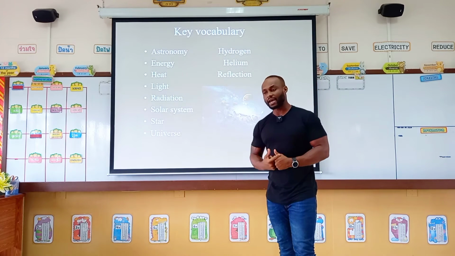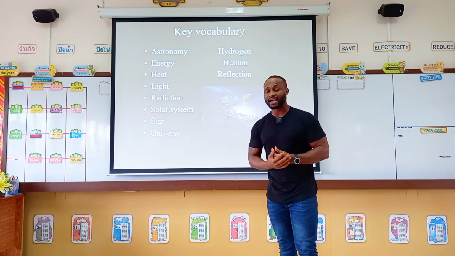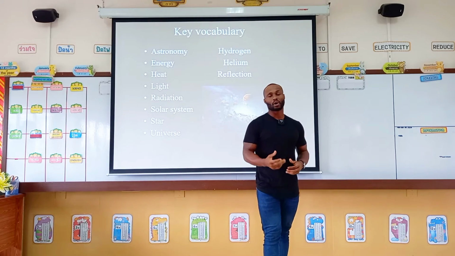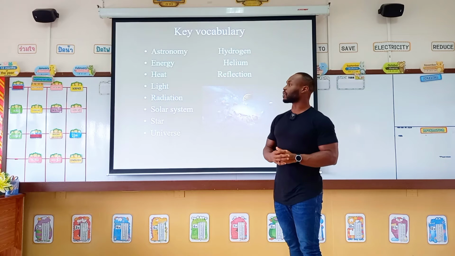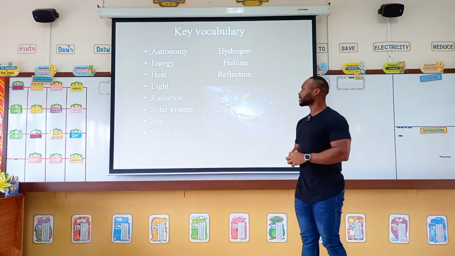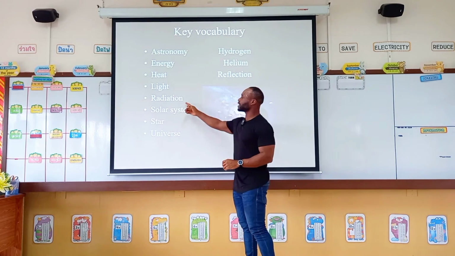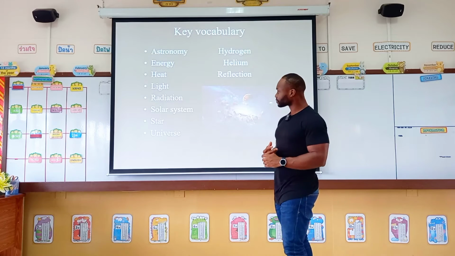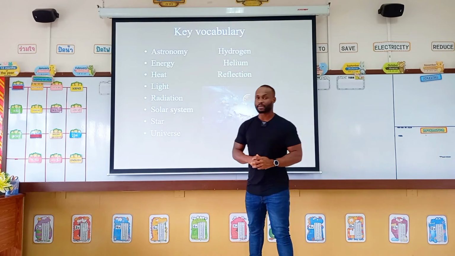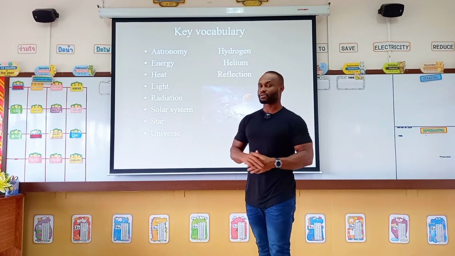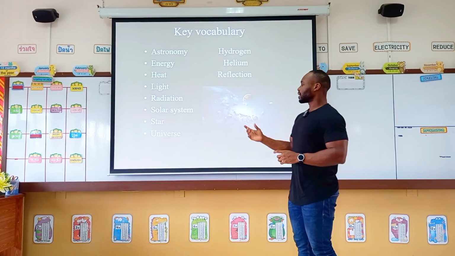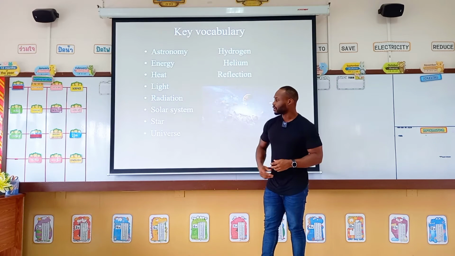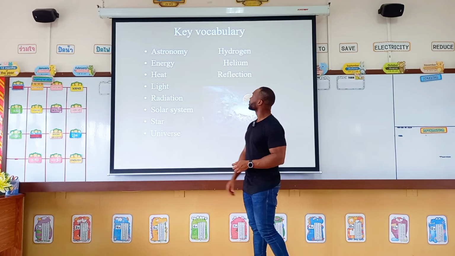Now, energy. Of course, we have heat energy, we have light energy, so energy. The next word is heat. And the fourth one is what? Light, okay, light. The next word is radiation, okay. Radiation is the energy that is being produced. Another word here is solar system. If you don't want to say solar system, you can say universe, or space. The next word, star. The sun is also a star. Universe, another word for solar system.